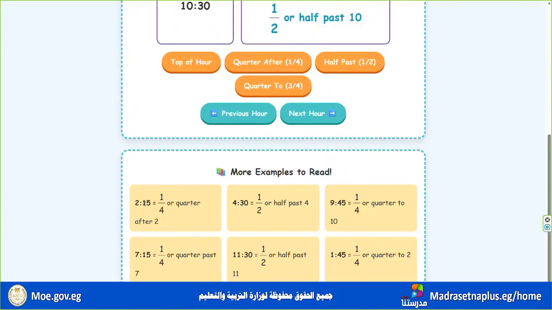Now let's get more examples. This is 2:15. 2:15 means fourth after 2. 4:30 is half past 4. 9:45 is a quarter to 10. 7:15 is quarter or fourth past 7. Half past 7. Quarter to 7, or fourth to 7. You can use fourth or quarter. Let's finish this part now. It's easy to say you study fractions by using the clock models. Inside the clock models, you can see half, fourth, past, or after.